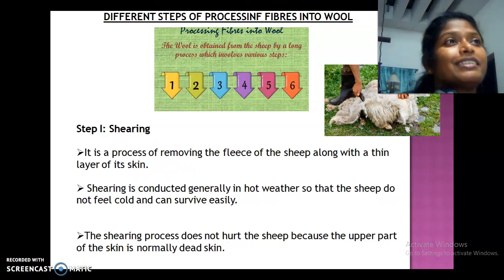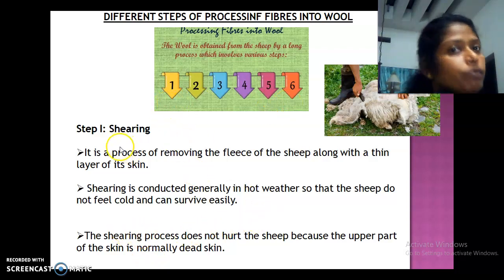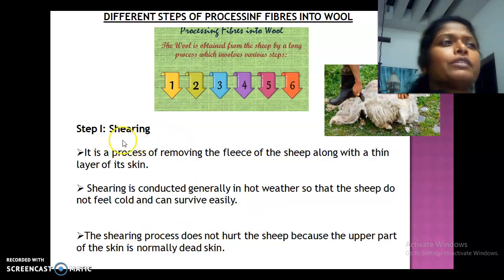So next are the different steps involved in the processing of fibers into wool. You can see here there are 6 different steps. So let's see them one by one. They are very simple. So the first step is shearing. What does shearing mean?